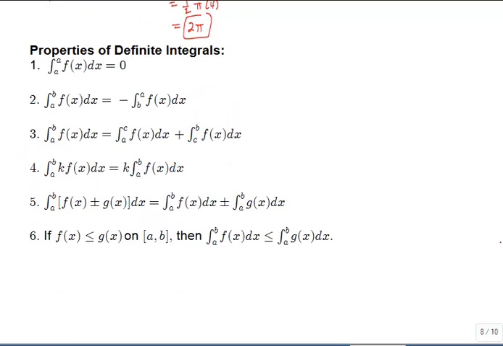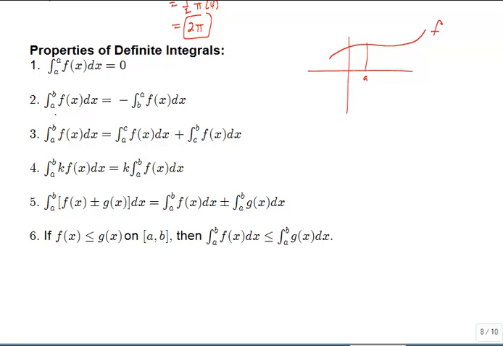Okay, now let's talk about some properties of definite integrals. This one says that the integral from a to a of f of x dx is equal to 0. And you can kind of visualize that because if you think about just a function f from a to a, that means we're not going out to the right or to the left at all. So there's no area because there's no width at all. So that's why this integral would just be 0. So if your top and your bottom bound match, then that area will just be 0.